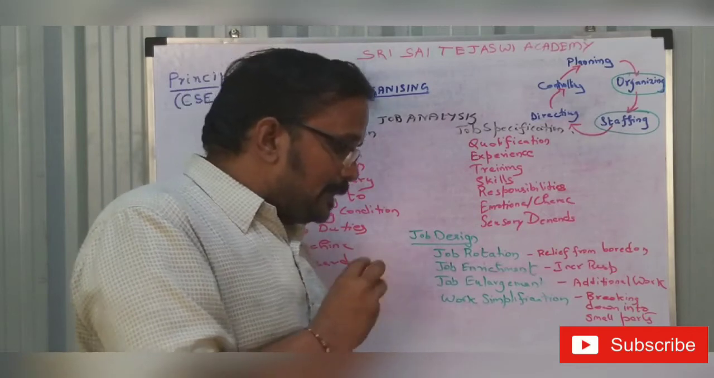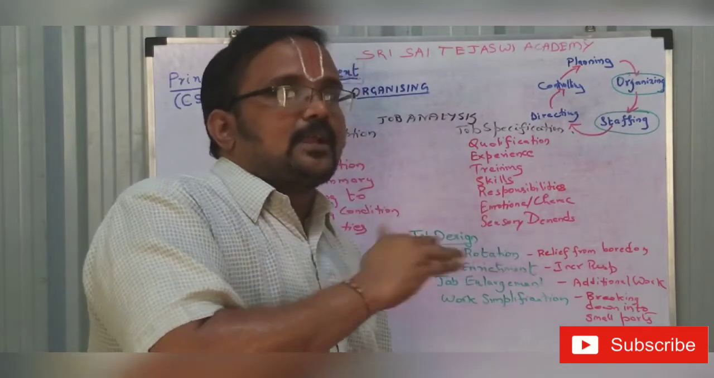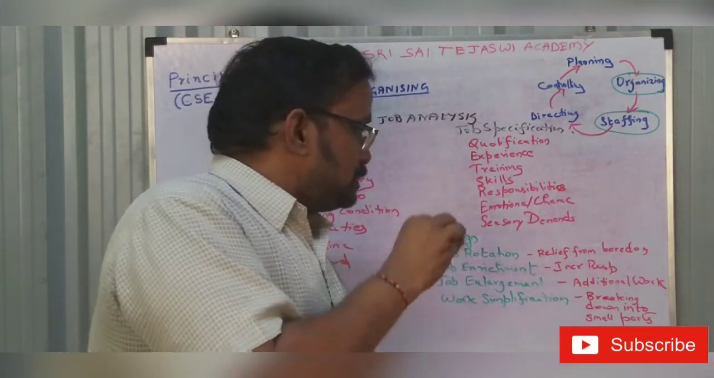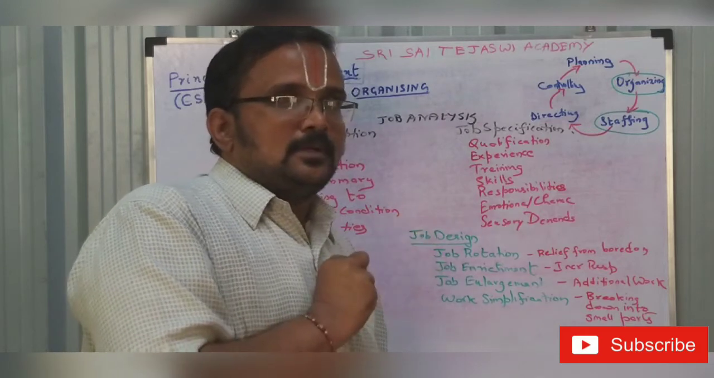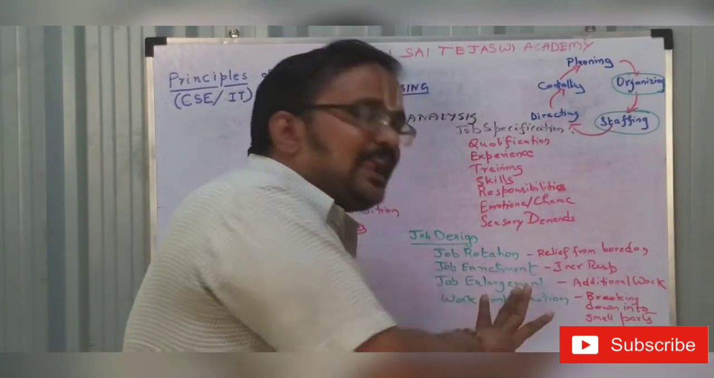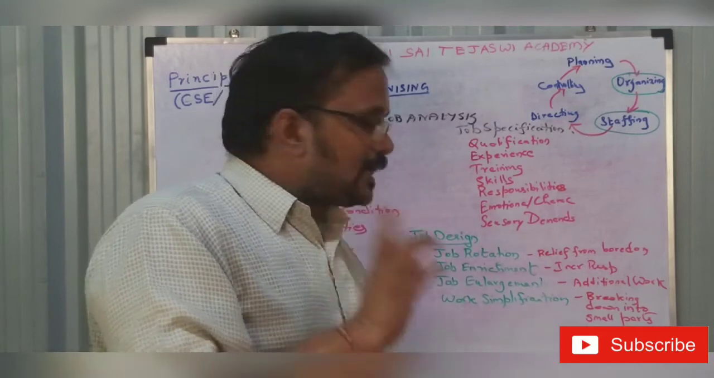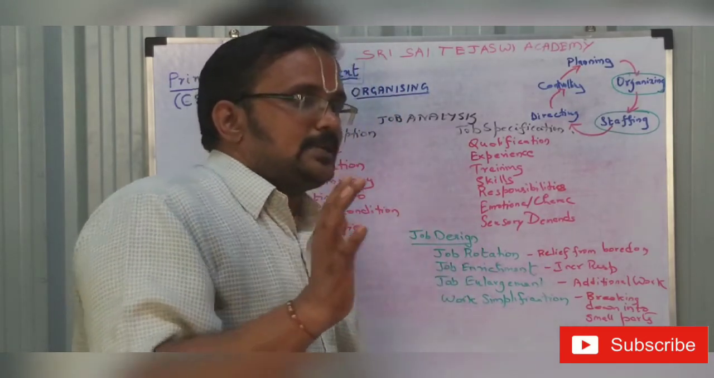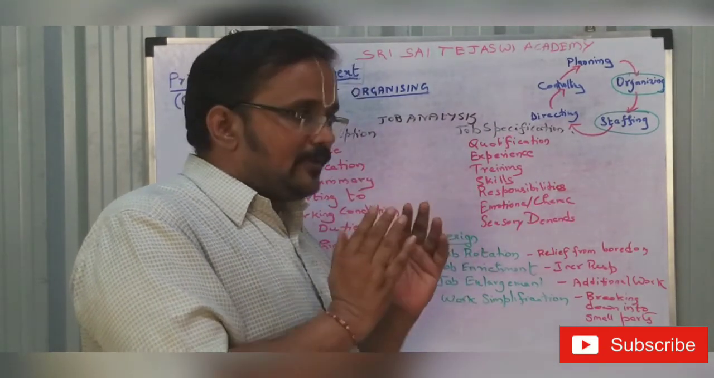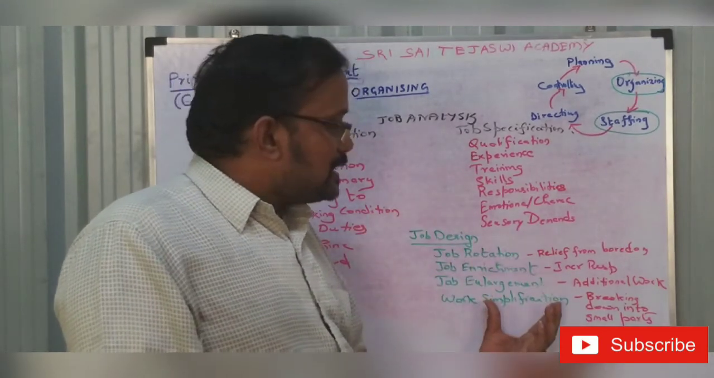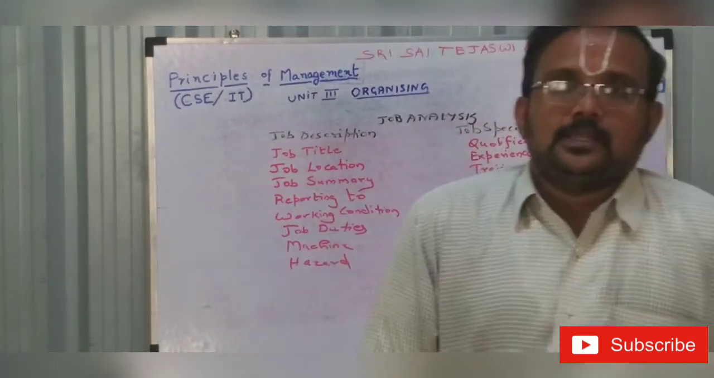Job enrichment is being in the same position and being given additional work related to the job, to enrich the quality of the job and create interest in you for the job. That is job enrichment. Job enlargement is totally additional work, an extra responsibility. Work simplification: there is a huge project, and the entire project cannot be given to you. So your job will be divided into many parts and given to you. That is work simplification. This is what I wanted to tell in this video.